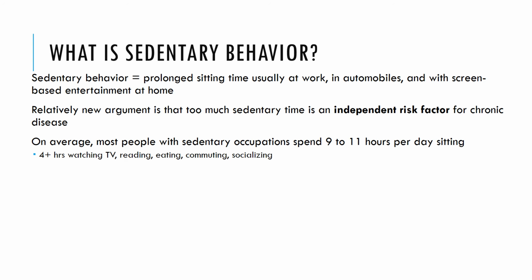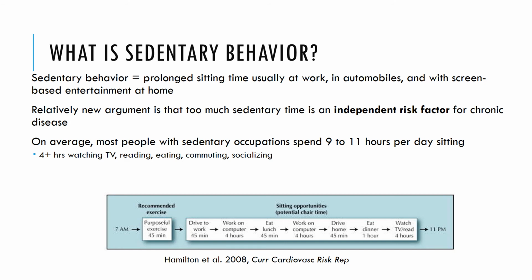So most people with sedentary occupations spend between 9 and 11 hours a day sitting. They may spend another 4 hours watching TV, reading, eating, commuting, etc. So here's an example. Someone wakes up at 7 a.m. and they go to the gym and exercise for 45 minutes. Then they drive to work, 45 minutes. Work on the computer for 4 hours, have lunch, work on the computer, drive home, eat dinner, watch TV or read until 11 p.m. when they go to bed.